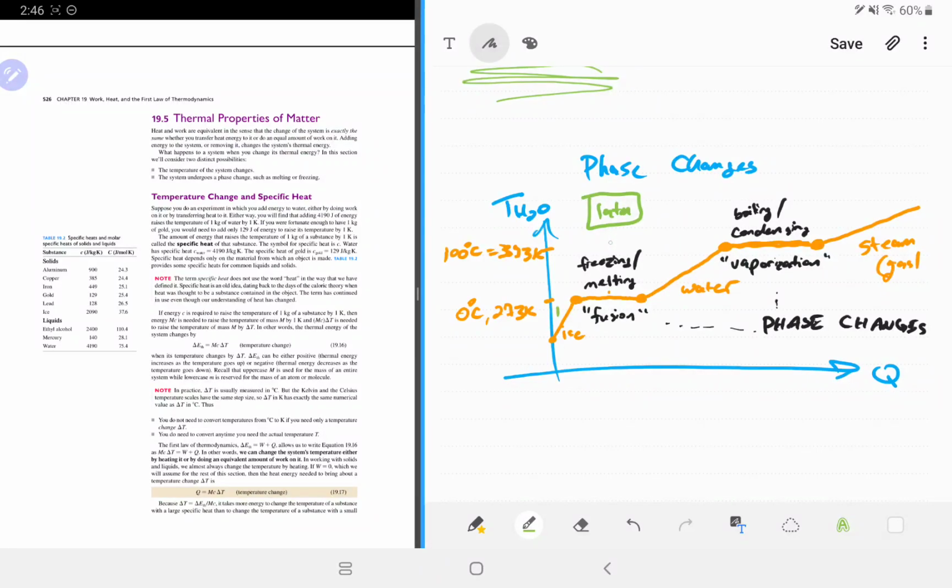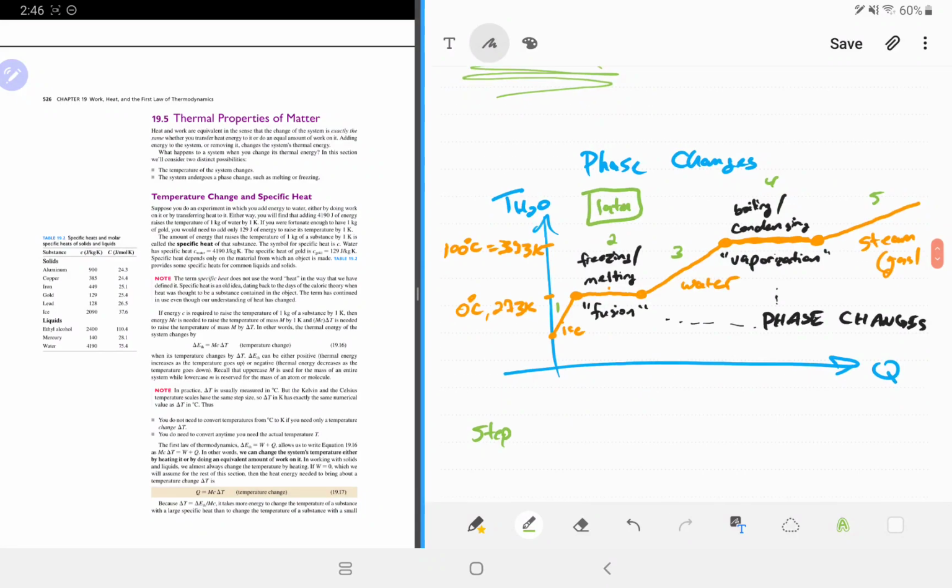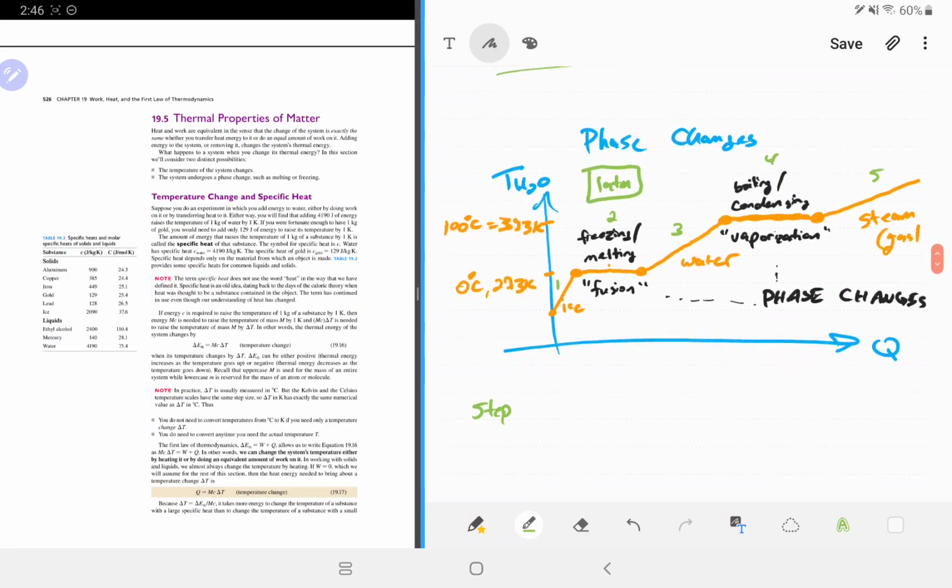Well, let's just do these in order. So 1, 2, 3, 4, 5. Okay, so we're going to have a different formula describing heats delivered during each of these pieces. So steps 1, 3, and 5.